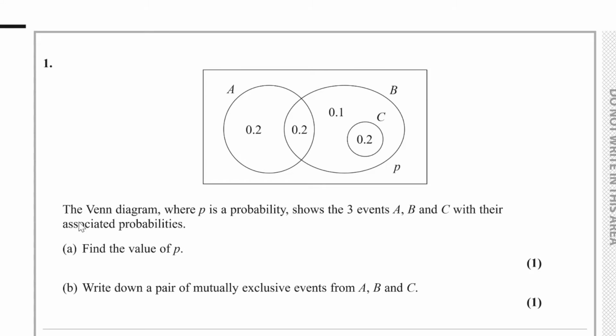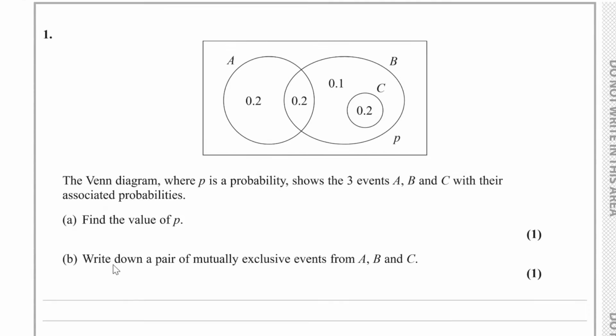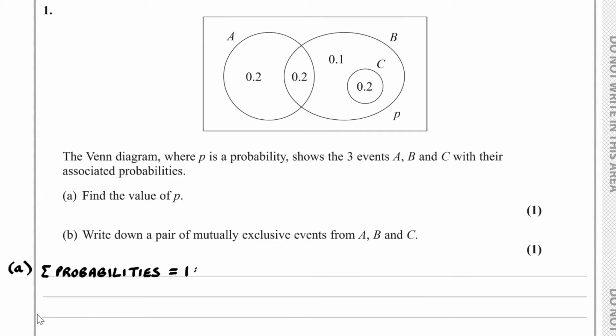Question number 1. The Venn diagram, where P is a probability, shows the three events A, B and C with their associated probabilities. For part A, we have to find the value of P. First of all, we know that probability adds up to 1. So we've got the 0.2 plus 0.2 plus the 0.1 plus the 0.2 plus P. This is all equal to 1.